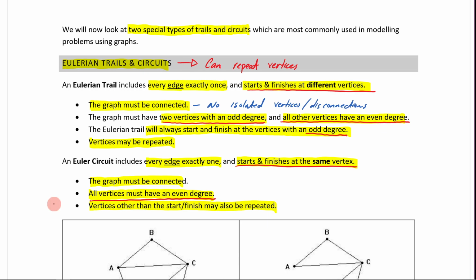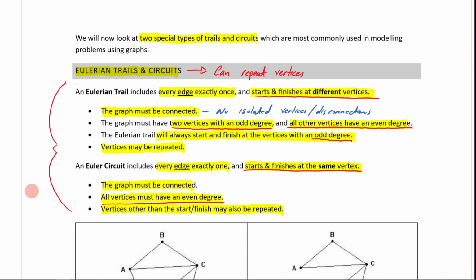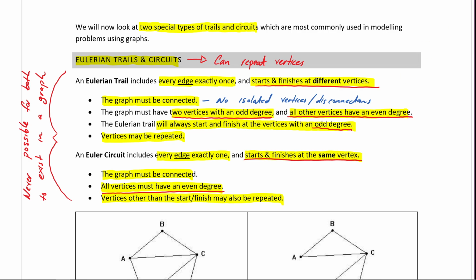I'm going to turn my screen around here. And what I'm going to write here is: never possible for both to exist in a graph. Okay, so now having read those definitions, let's jump into some examples.